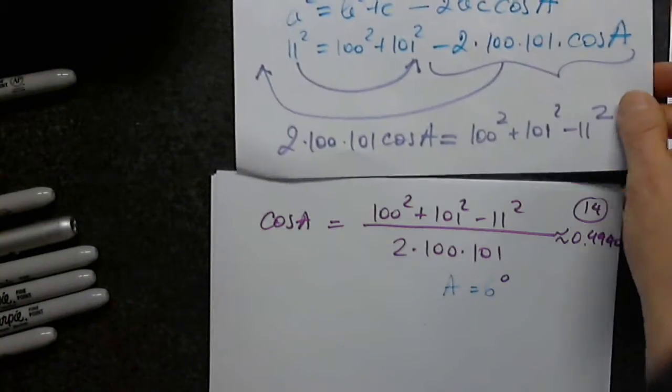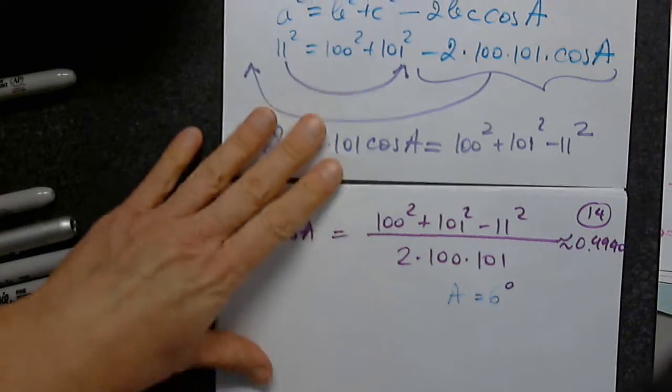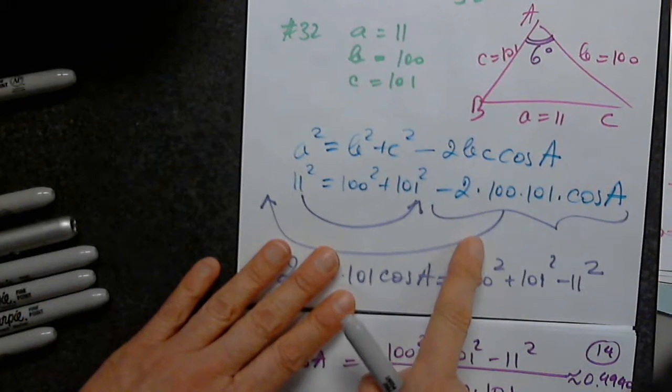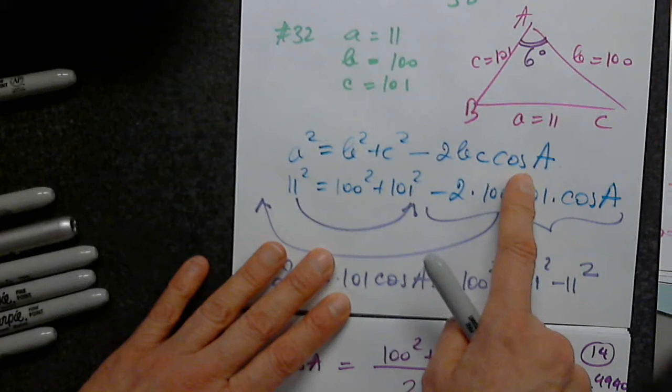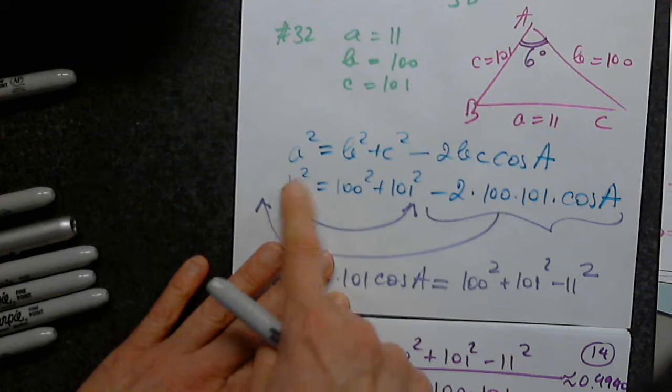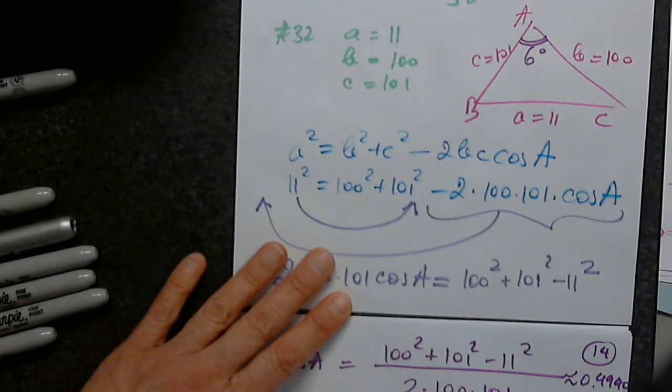Say it again. Would it be better just to manipulate the equation in advance for what we're trying to solve, before you plug them in? Yeah. That's fine. Absolutely. So from the beginning, from here, you can say cosine A equals b squared plus c squared minus a squared over 2bc. That's fine.